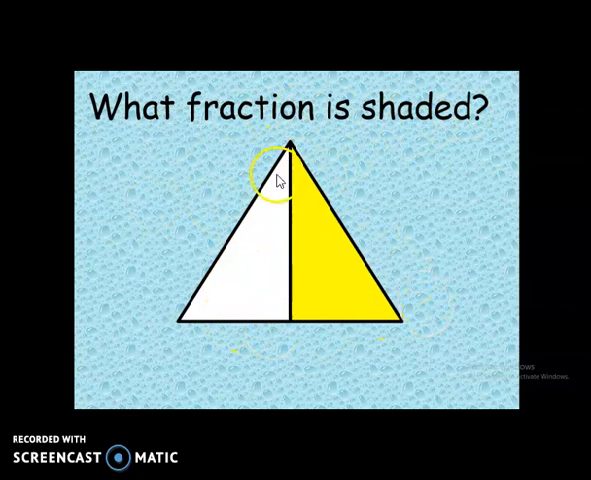Okay, so what fraction do you think is shaded over here? So we have our triangle, and you can see we have 2 parts, 1, 2, but there is only 1 part that has been shaded.